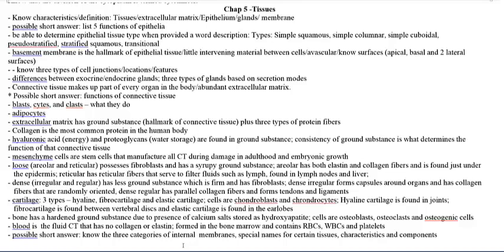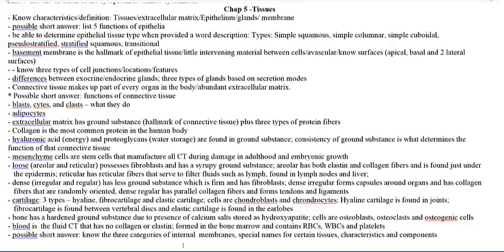Our next type of connective tissue is cartilage. There are three types you should know: hyaline, fibrocartilage, elastic cartilage. The cells that produce cartilage are chondroblasts. The cells that maintain it are chondrocytes. You should know the locations of the three types of cartilage. Hyaline cartilage is found in joints. Fibrocartilage is found in the intervertebral disc, and elastic cartilage is found in your external earlobe.